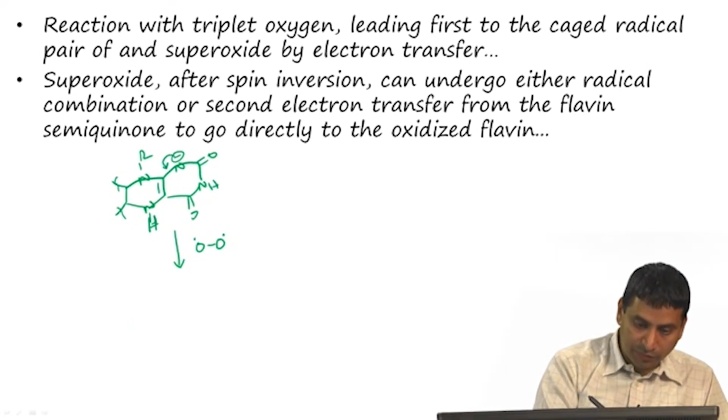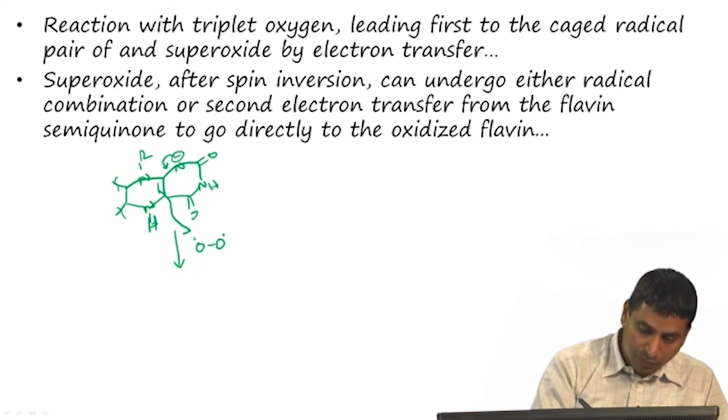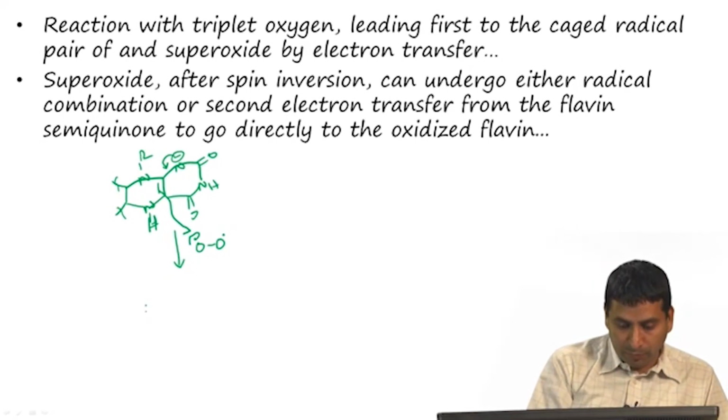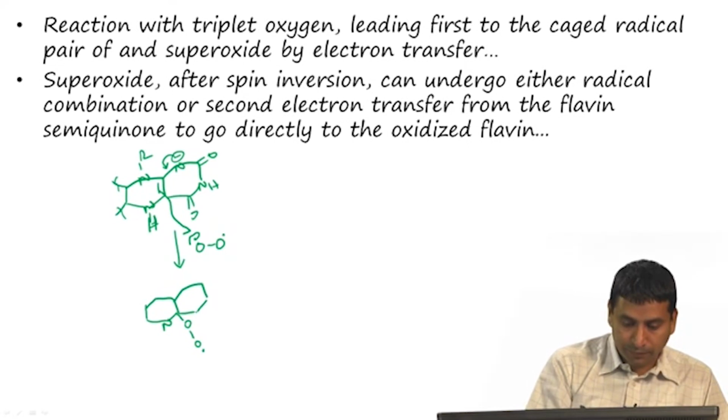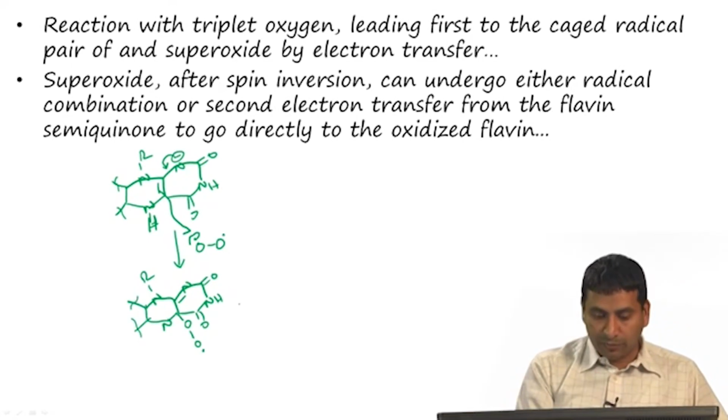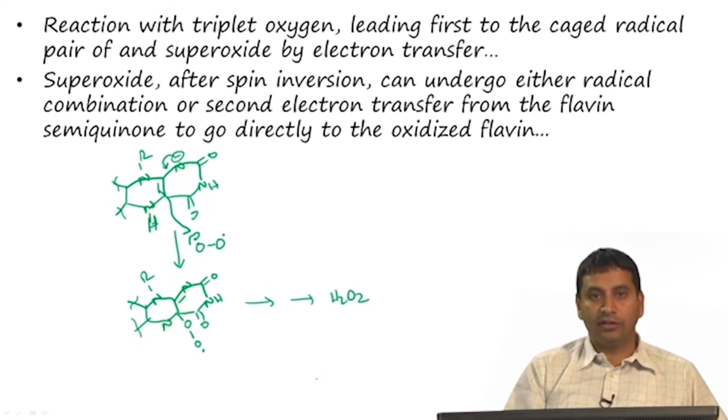The arrow pushing is pretty much the same. You have a fish hook arrow, this O attacks here as again a fish hook arrow, and you end up producing a radical intermediate such as this O dot, C double bond O, NH, double bond O, N, and now this forms a double bond, rest of the molecule remains the same. Then this can subsequently get oxidized and produce H2O2 and regenerate the flavine.